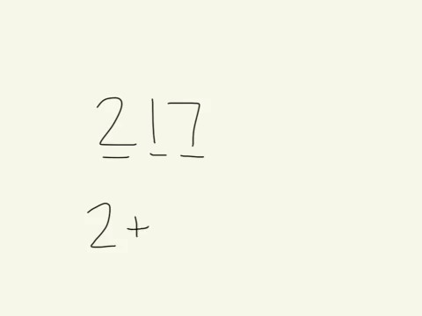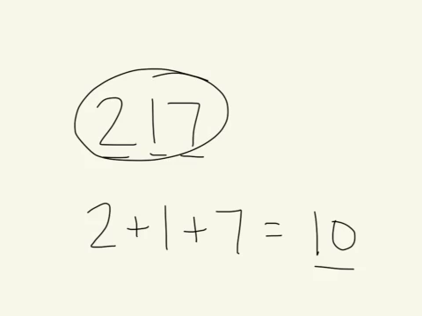If I have a number such as 217, I take the 3 numbers and I'm adding them together. I'm finding the sum of the digits. So 2 plus 1 plus 7 equals 10. I know that 10 is not evenly divisible by 3, therefore 217 is not divisible by 3.